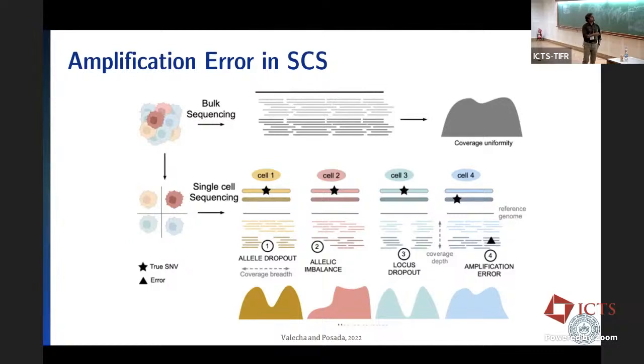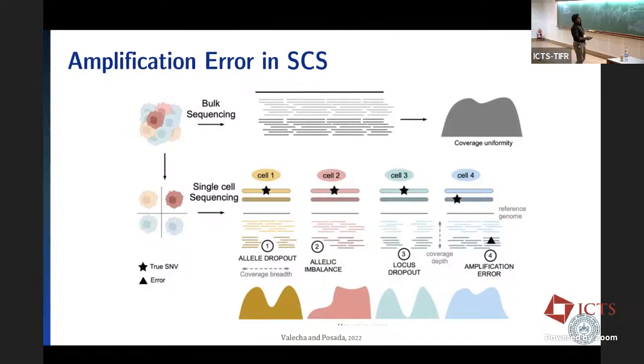Now, what happens in case of single cell sequencing? There are a lot of different things. And all these artifacts that I'm going to talk about are associated with the whole genome amplification process itself. So what is the most prominent kind of artifact? It is something known as allele dropout, or ADO in short. What is that? So let's say this is a particular cell. Here you see a particular mutation. The star is representing a mutation. So we call it a true SNV. The star is basically a true SNV.